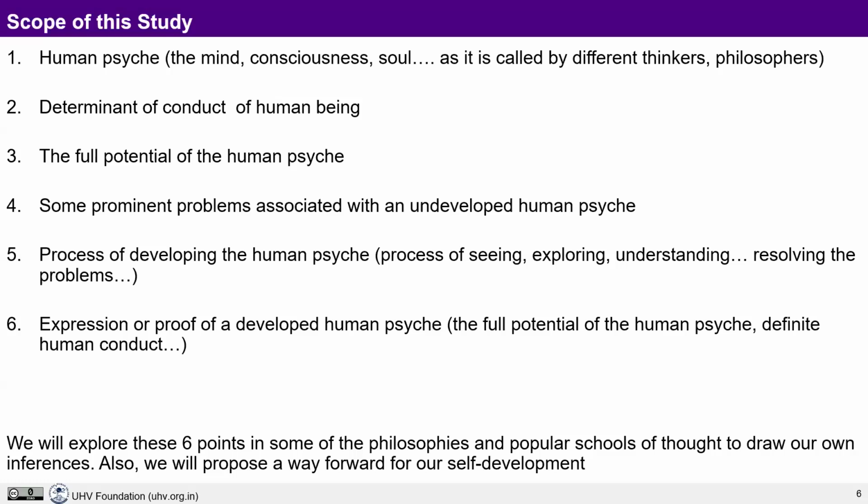So how to develop the psyche? It could be the process of seeing, exploring, understanding, resolving the problems, or some other methods also, right? Having a dialogue with maybe a therapist, maybe a psychiatrist, or expressing oneself fully. Various methods could be there, and we can see what methods have been proposed by different schools of psychology. Then finally, expression or proof of a developed human psyche.